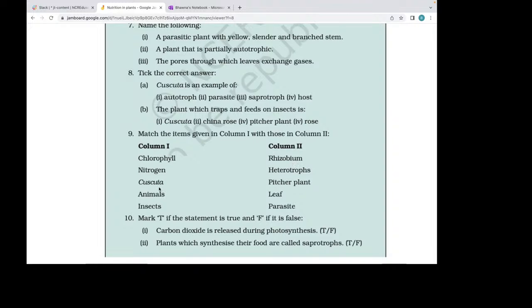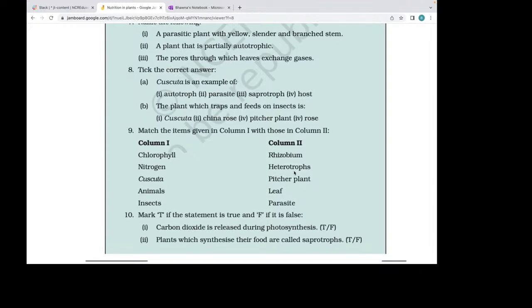Okay, Cuscuta is a parasite. We have learned about it a lot of times. So Cuscuta is a parasite. Animals क्या होते हैं? Animals are heterotrophs because they depend on plants for their food. They possess heterotrophic mode of nutrition. Okay. Now insects are related to pitcher plant because they are being trapped by pitcher plant and then being eaten by it. Okay, so pitcher plant insects खाता है, so insects are related to pitcher plant here.